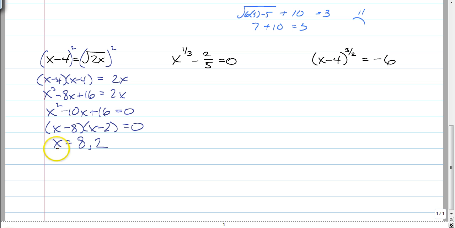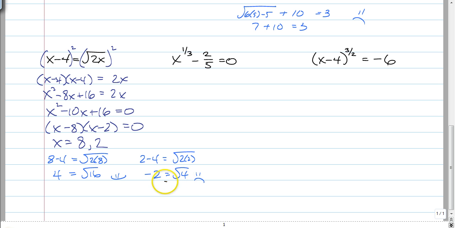So let's see. Let's do 8 minus 4 is equal to the square root of 2 times 8. Is 4 equal to the square root of 16? Yes, it is. So your 8 works. Now let's check the 2. 2 minus 4 is equal to the square root of 2 times 2. Does negative 2 equal the square root of 4? No, it doesn't. The square root of 4 is 2. This is not a solving where we're doing a plus or minus. So the square root of 4 is 2, and a negative 2 does not equal 2.